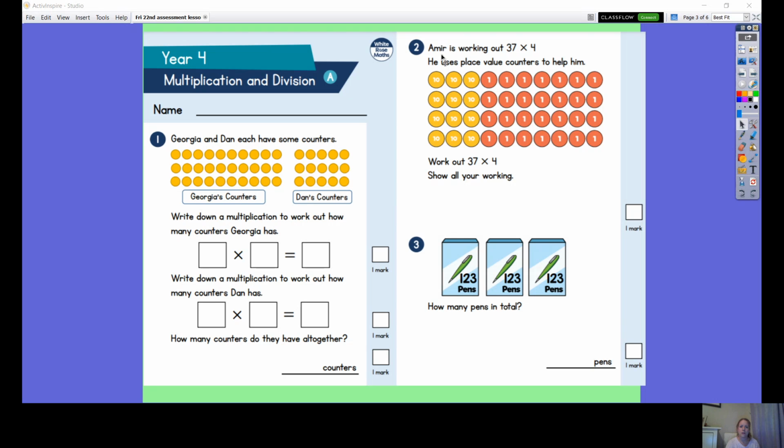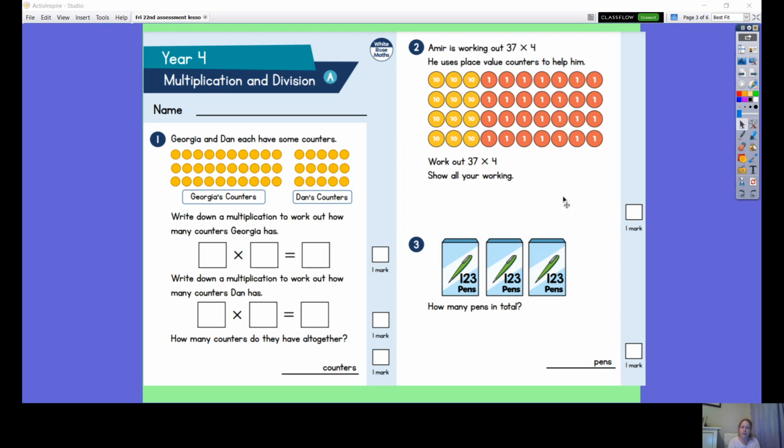And then the next one, Amir is working out 37 times 4. He uses place value counters to help him. Work out 37 times 4. Show all your working. So you can pause it here and do that sum for me, 37 times 4. Just write it on a piece of paper. Obviously you haven't got the sheet in front of you today, so just write it down on a piece of paper.